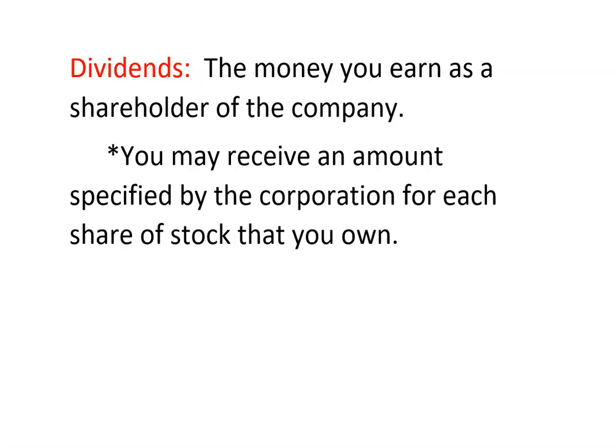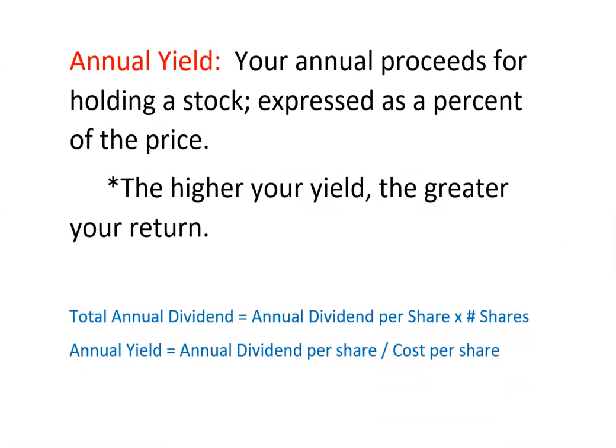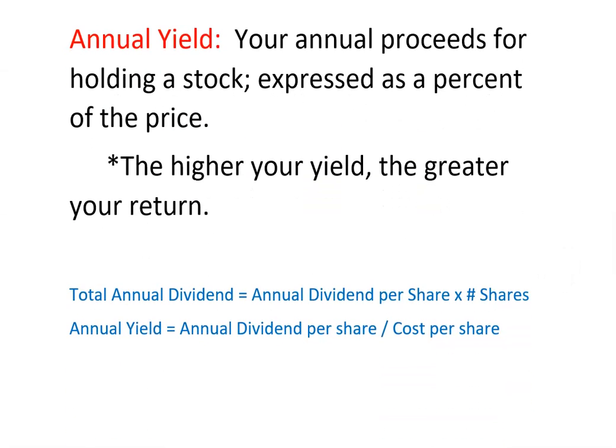Dividends are the money you earn as a shareholder of the company. You may receive a check from the corporation, but sometimes you will not. It really depends on the company whether dividends are sent out to you or not. The annual yield is your annual proceeds for holding a stock. It is expressed as a percent. The higher the percentage, the higher the yield, which makes sense because if your percent is higher, the actual amount that you've made must be higher as well.